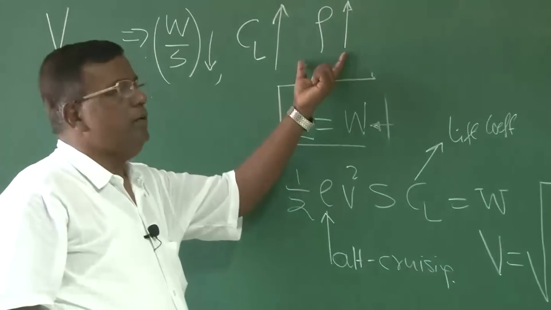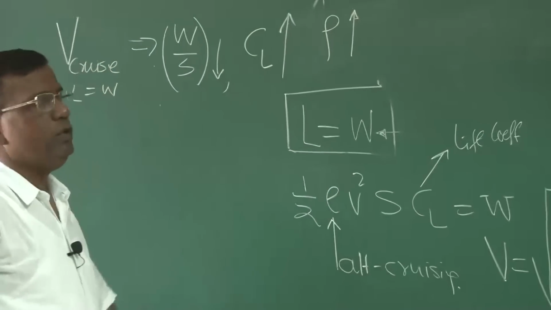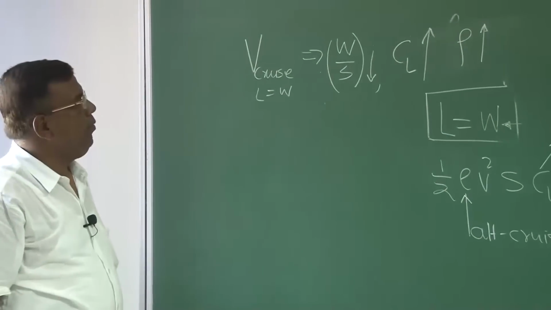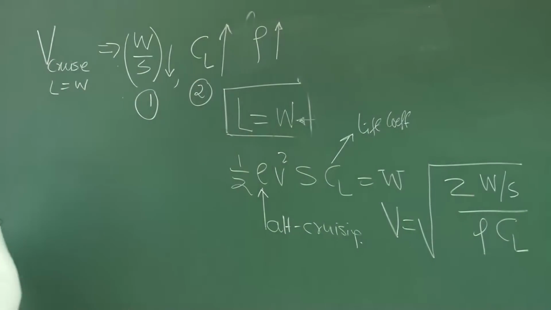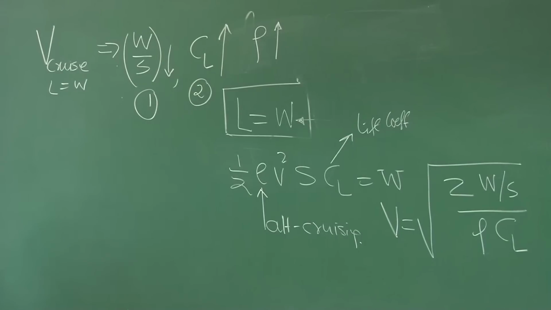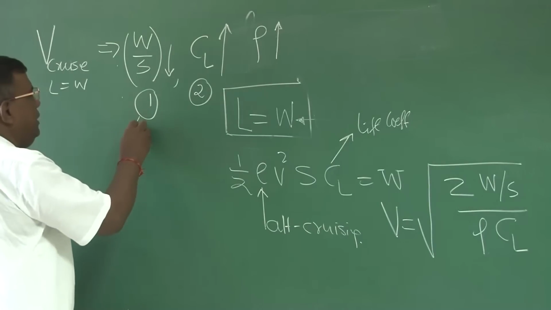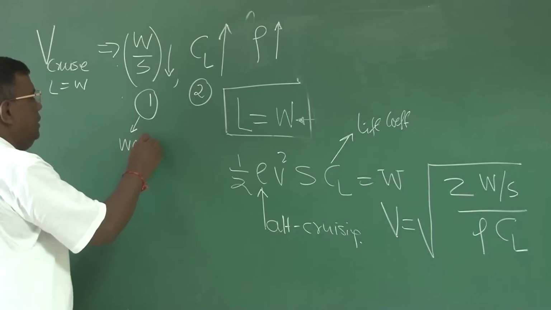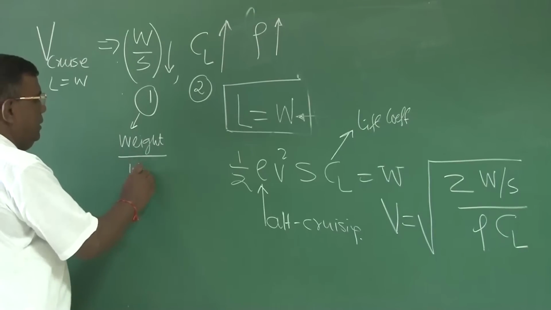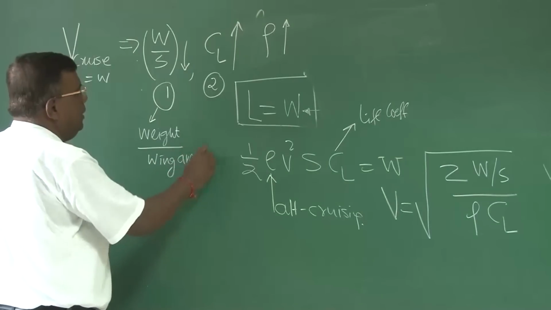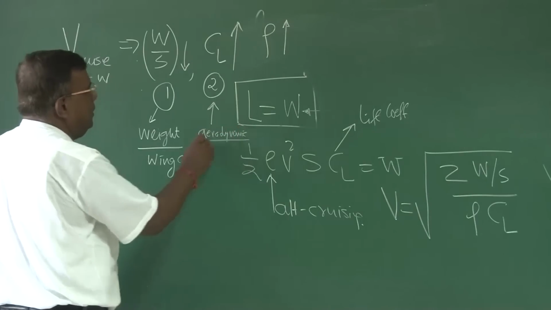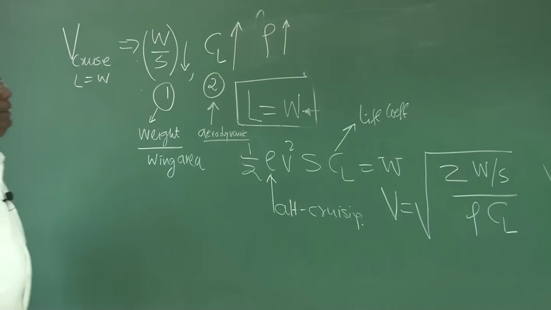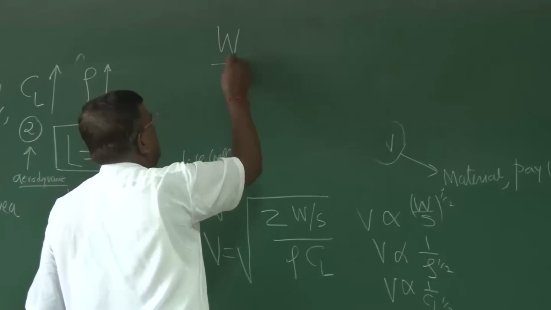As far as rho is concerned, that is not in our hand, because depending upon which altitude you are flying, rho will change, right? Now there are two things. One is W by S, another is CL. These are two important parameters which we need to understand as a designer. And one is W by S, which is primarily the weight by wing area, and this is primarily aerodynamic. And this W by S is known as wing loading.